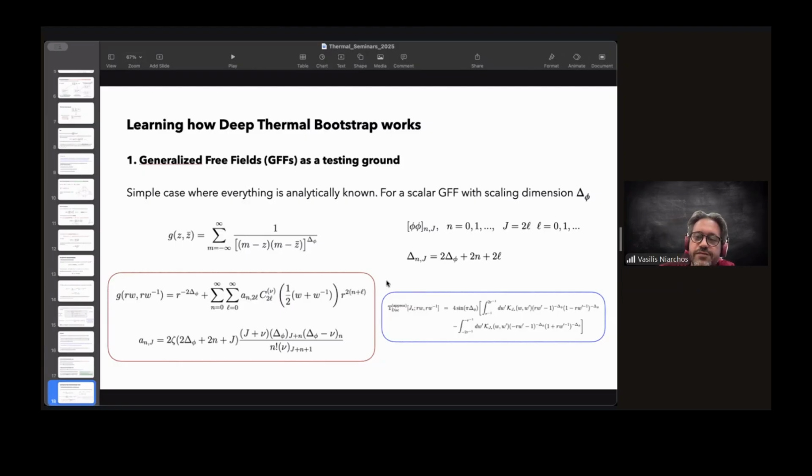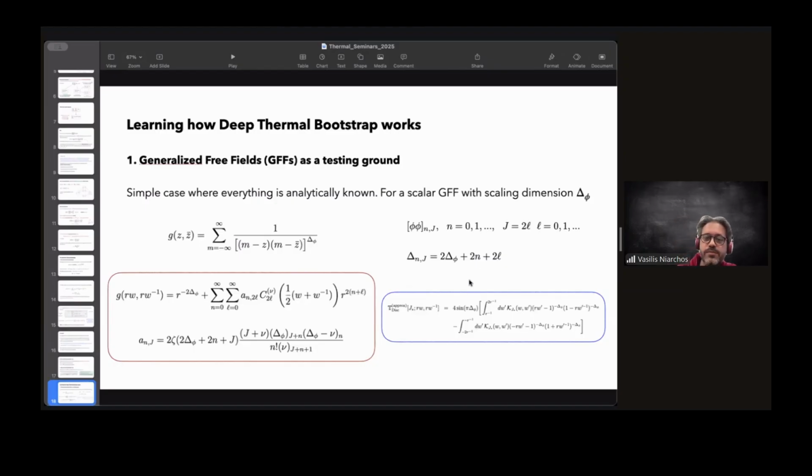For a scalar GFF with scaling dimension delta phi, the two-point function is expressed as a sum over images. We know it explicitly. We can do the OPE expansion, and the thermal OPE coefficients a and b here can be deduced from the exact solution. The operators that appear in the thermal OPE expansion are the double twist operators labeled by n and the spin j, and their scaling dimension is twice delta phi plus 2n plus j.